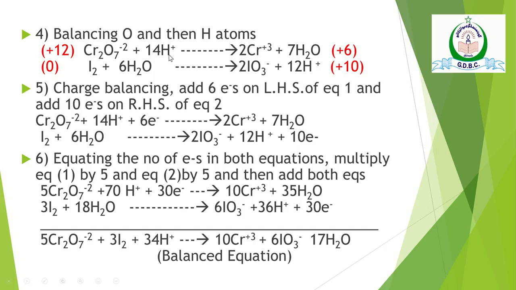Coming to the second equation, we have added 6 water molecules in order to balance the oxygen atoms like this. And in order to balance the hydrogen atoms in this equation, 6 2s are 12. So we have added 12 H plus ions on the product hand side in order to balance the hydrogen atoms. Now these two equations are balanced in terms of material.